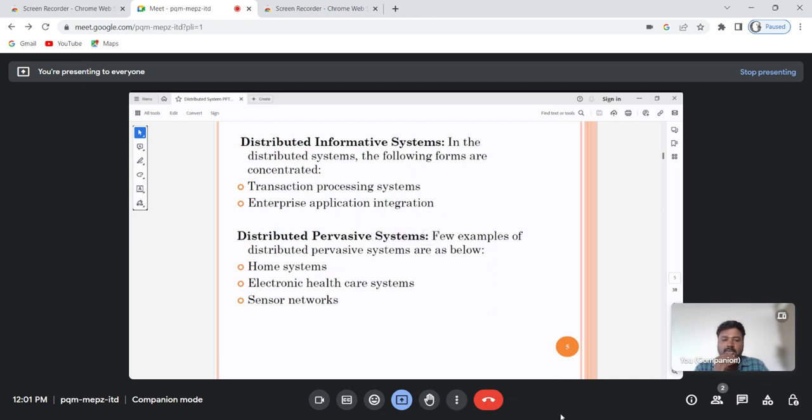Next is the distributed pervasive system. In this type of system, it is mainly meant for home usage and application oriented system characteristics. For example, we can use home systems or electronic healthcare systems, business oriented systems, or IoT based systems, or sensor oriented systems. These all come under the category of distributed pervasive system. So there are three types of systems that we have discussed when we consider distributed systems.